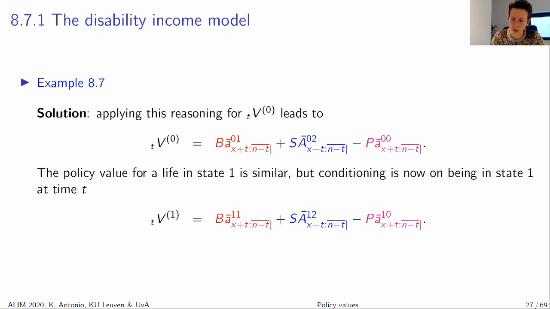So essentially the ideas are really the same as we had in the life insurance setting. But of course now we can have additional states that we need to take into account, and you really need to make this difference. The policy value that you hold for somebody in state zero is not necessarily the same as what you would hold for somebody in state one.